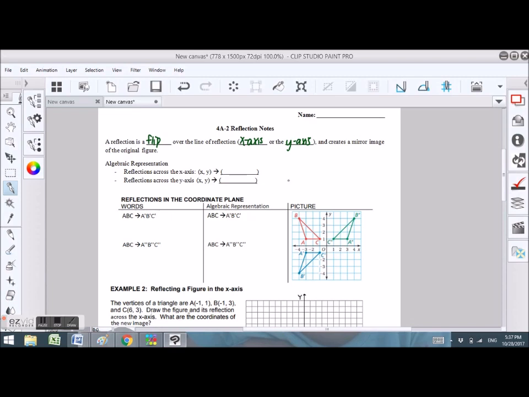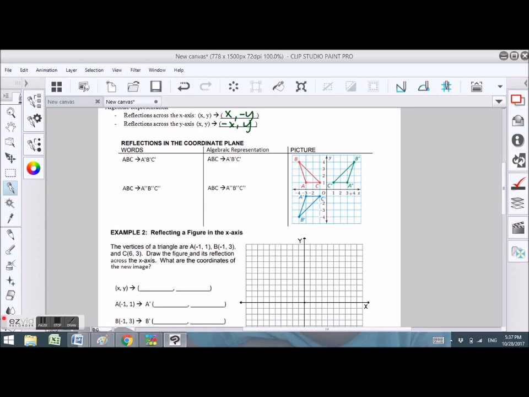So reflections across the x-axis have the algebraic representation of (x, negative y). So the x value stays the same, but the y value becomes negative. When we reflect across the y-axis, it's flipped. It becomes (negative x, y). So the x value is negative, but the y value stays the same. So let's take a look at how exactly this works.